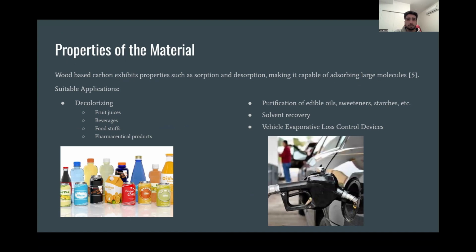Moving on to the properties of the material. The properties of wood-based carbon include sorption and desorption, allowing it to adsorb larger molecules. Suitable applications for this include decolorizing, such as beverages and pharmaceutical products, purification of edible oils, sweeteners, starches, etc., solvent recovery, and finally, vehicle evaporated loss control devices, which are used to prevent the gasoline fumes from leaking into the atmosphere, which are found in cars' fuel systems.